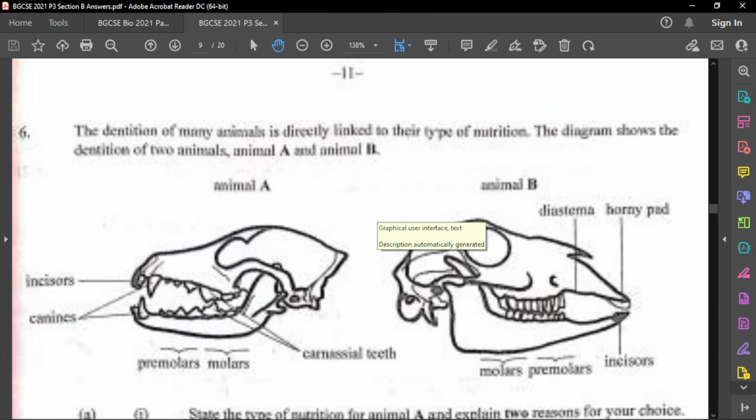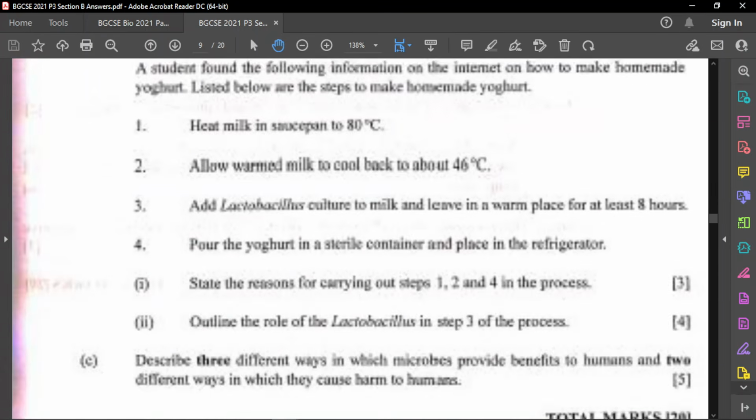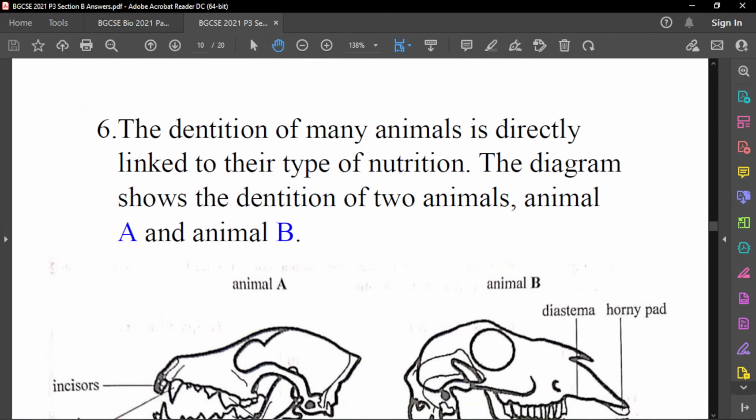Now we're going on to another question. The question is blurry for now because I've magnified it, but I have a cleaner version for it. So I'm going to show you the cleaner version here, which is this. Again, this is in parts.